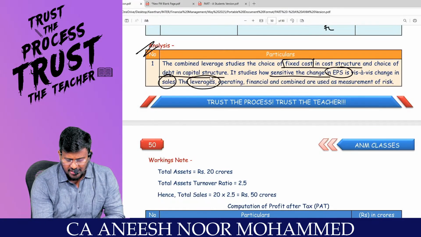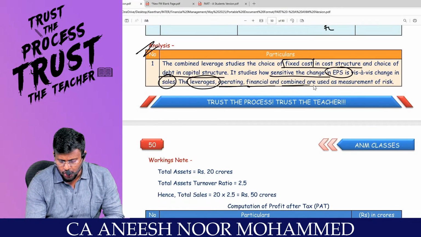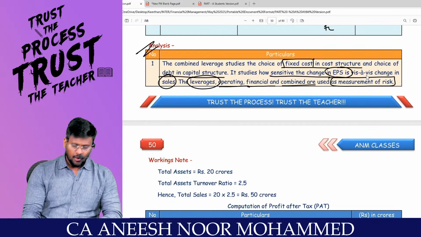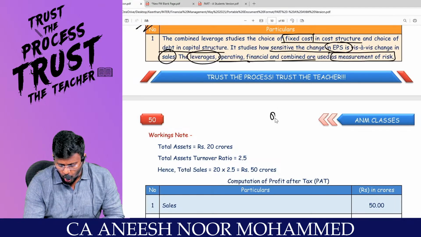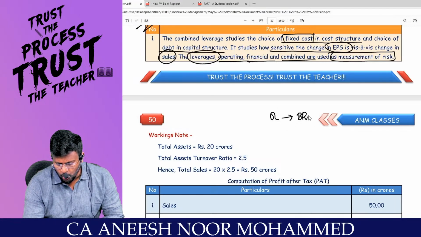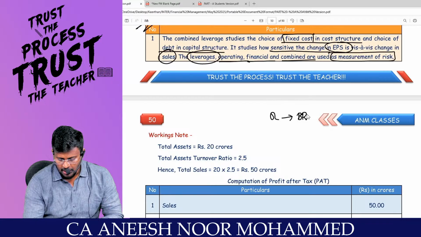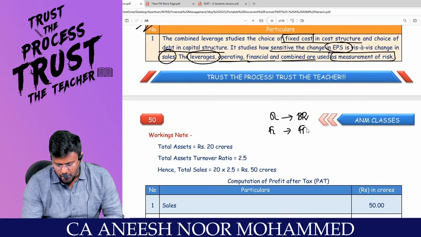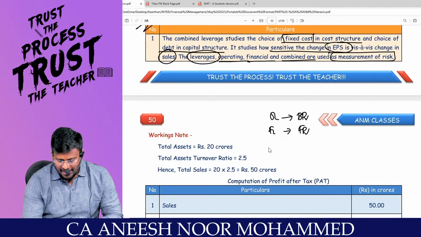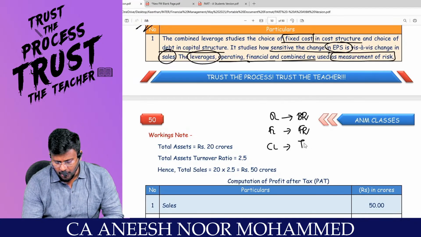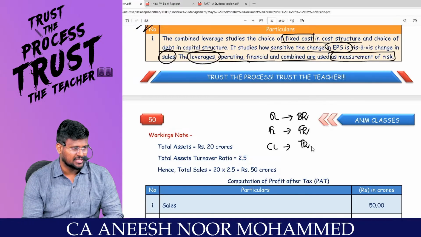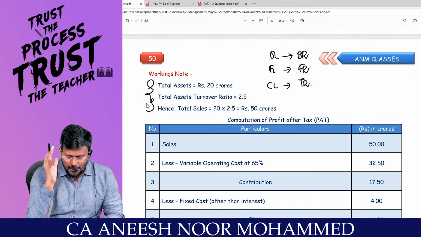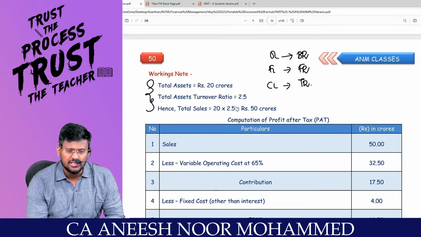The leverages such as operating, financial and combined are used as a measurement of risk. What risk, sir? Operating leverage we will use to measure the business risk, and financial leverage we will use to measure the financial risk. Are you really with me? And combined leverage we will use to measure the total risk.